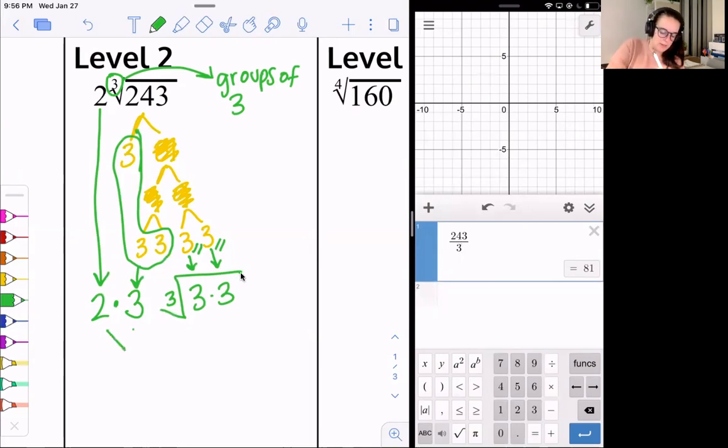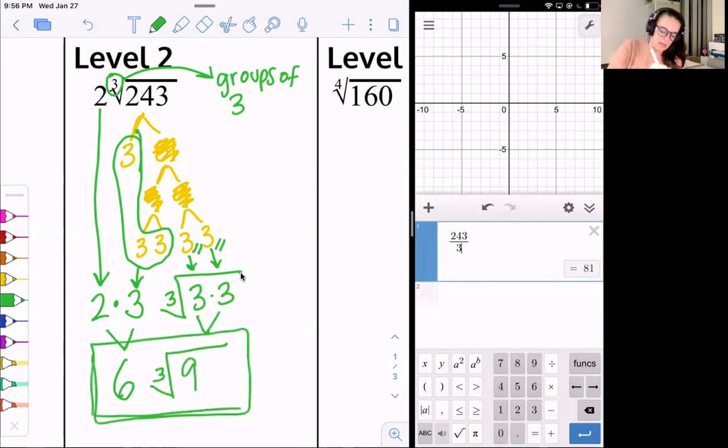Then I'm going to multiply these together. 2 times 3 is 6. Cube root of 3 times 3 is 9. So this is my simplified version of what we started with here.